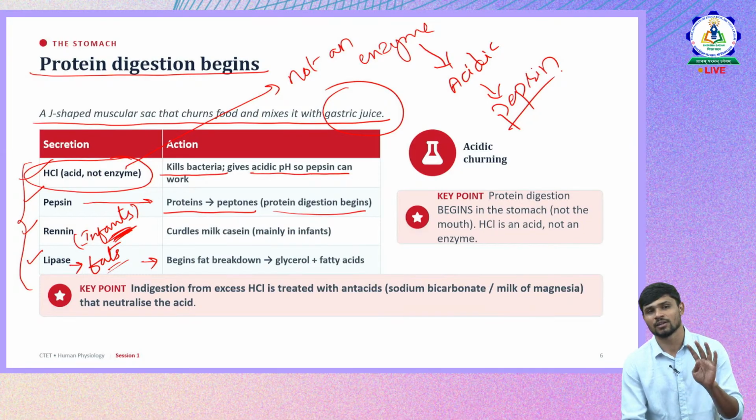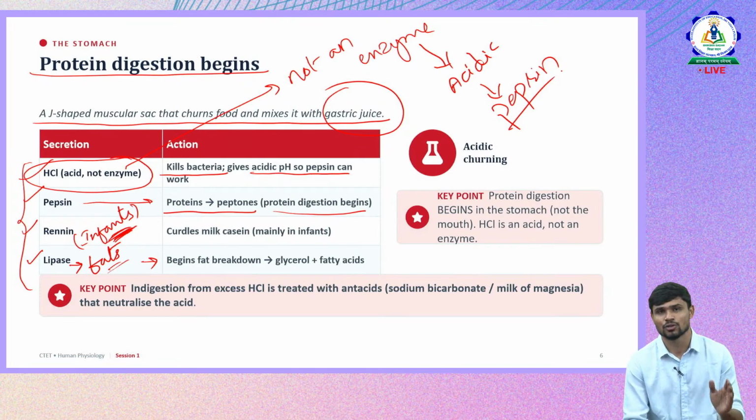So in the stomach there are four secretions: HCl, then pepsin, then renin, and lipase. Renin is mostly in infants. It is produced in larger quantities in infants, whereas in adults it is a little less. You can see on the screen what pepsin does, what lipase does, what HCl does.